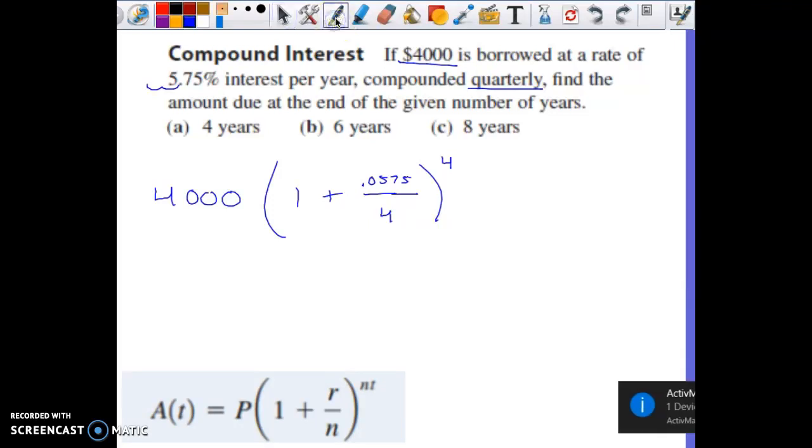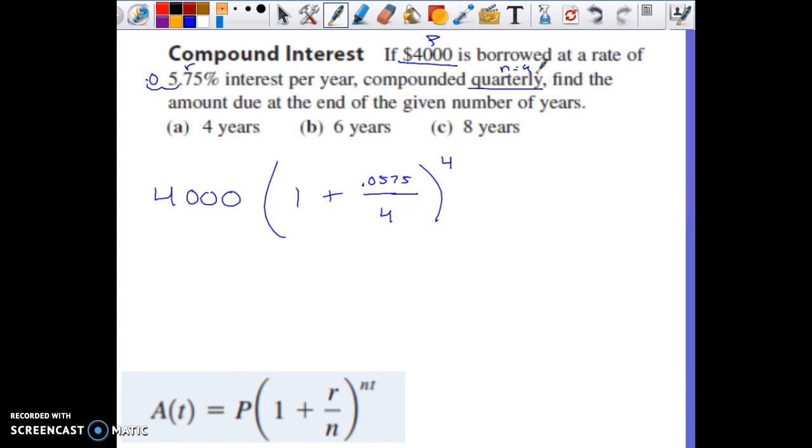Alright, so I have my compound interest formula down here. My P is my principal, that's how much money I'm starting with. My R is my rate, I want to move that decimal over 2 places. 4 is the number of times per year that it's going to be compounded; quarterly means 4.